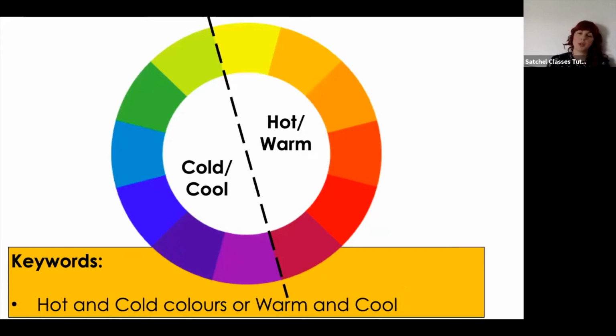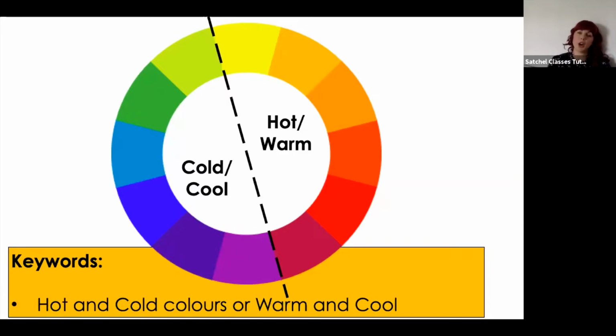We can also talk about splitting the colour wheel into halves. We have one half, which we sometimes call the hot or warm colours, and the other half, which we call the cold or cool colours. Often I will say hot and cold, but some people would describe them as warm or cool. It's up to you again what words you use to describe them.